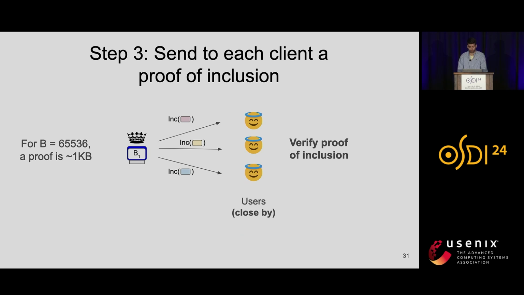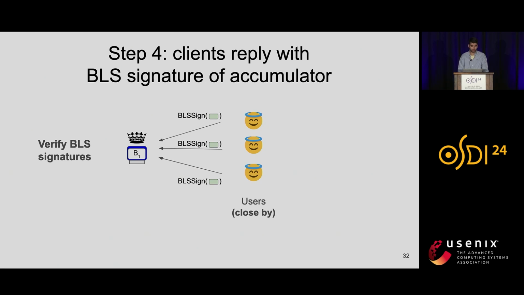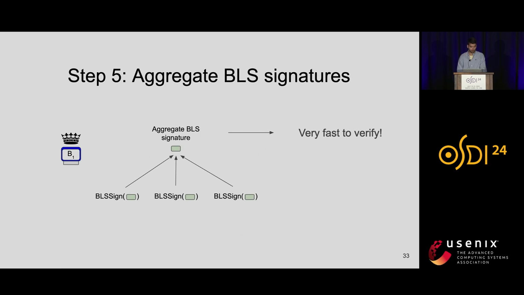The clients are going to verify these proofs, and they're going to sign with a BLS signature. BLS is a different signature scheme that allows signatures, especially for the same message, to be aggregated into a single one. So each client is going to individually sign with the BLS scheme the root of the tree, the accumulator, and the aggregator is simply going to combine all of these BLS signatures into a single aggregate BLS signature, which, because it's on the same message, the root of the Merkle tree, is going to be fast to verify.